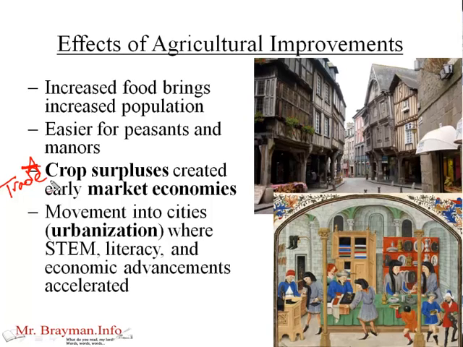Also, with greater crop surpluses, there was more movement into cities, and this is what we call urbanization, right? The root word of city is urban, the Latin word for city. Once you get people into cities, there's greater STEM advancements, greater literacy, greater economic advancements, and this starts that chain reaction or that feedback loop that we learned about in period 1 of world history, and starts Western Europe onto a cycle of greater, more sophisticated civilization.